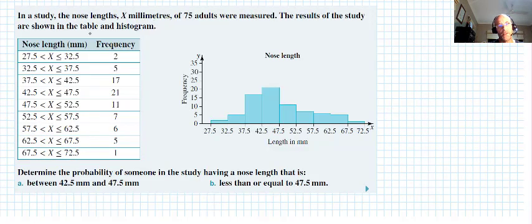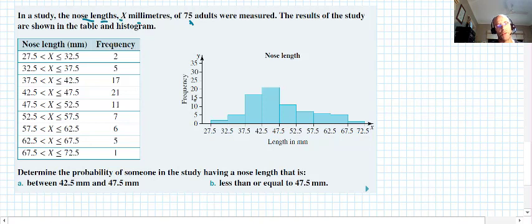Right, here's an estimate-based example. In a study of nose lengths, okay, Pinocchio, we've got the variable x, we're talking millimeters, and we have a sample size of 75 adults. So that's the data we've collected. The results of the study, here's the data as shown below. Because we're looking at whole number quantities, that is how we're going to report this.